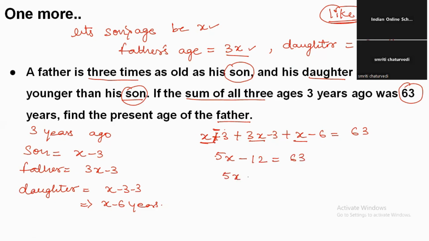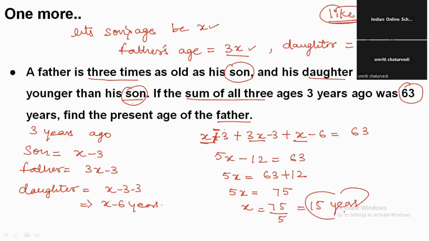Now for 5x, when this 12 goes to that side, it will go in positive form. So 63 plus 12, so 5x equals 75. When 5x equals 75, when we take this 5 to that side, it goes in divisional form. So 75 divided by 5 equals 15. So what we are getting from this is that the age of the son, which is x, equals 15 years.